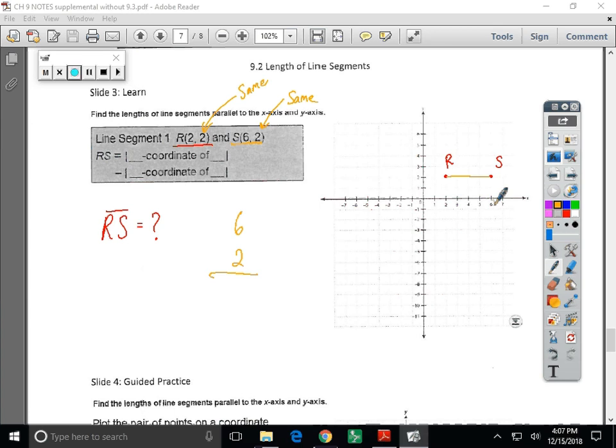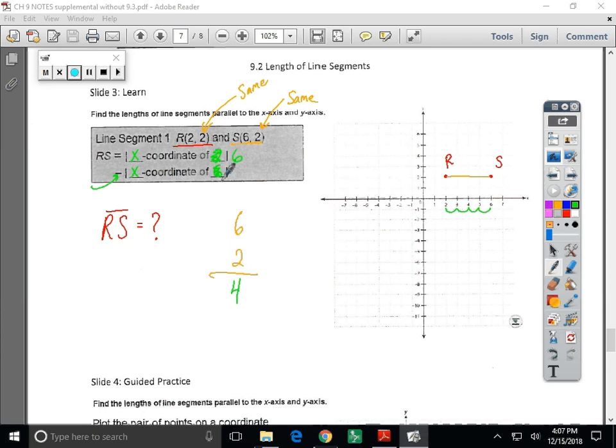I could come down here and count my hops from 2 to 6. 1, 2, 3, 4. Or maybe I could do what they're trying to show me. I could think of the absolute value. They're telling me that I could take the x-coordinate of 2 and the x-coordinate of 6. And actually I put those in the wrong order, didn't I? Darn it. I'm supposed to subtract them. Why is it dangerous to subtract 2 and 6? Well, if I do that, I'm starting with a smaller number and trying to subtract a bigger number. So I probably should rewrite this.